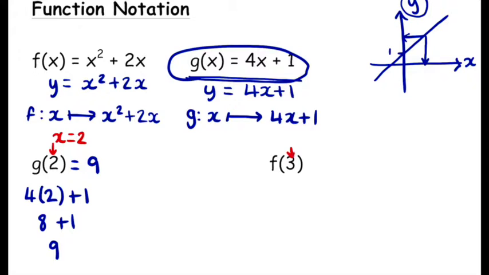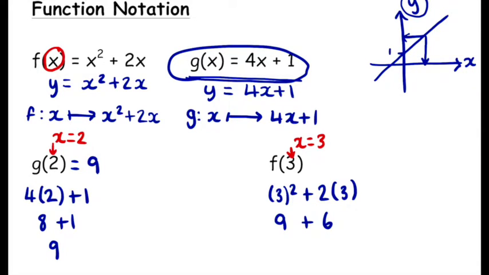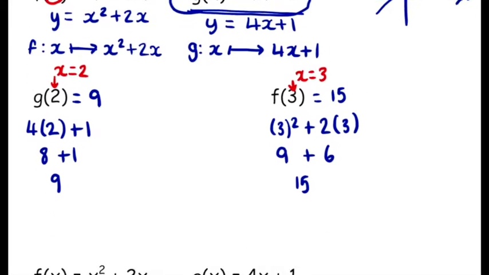And we're doing exactly the same with f(3). We're just saying that x is now equal to 3. We've replaced this x and it's now become 3. So that gives me 3 squared, and I'm being careful to write my brackets in, plus 2 times 3. So 3 squared is 9, plus 2 times 3 is 6, and that gives me 15. So this function is equal to 15.